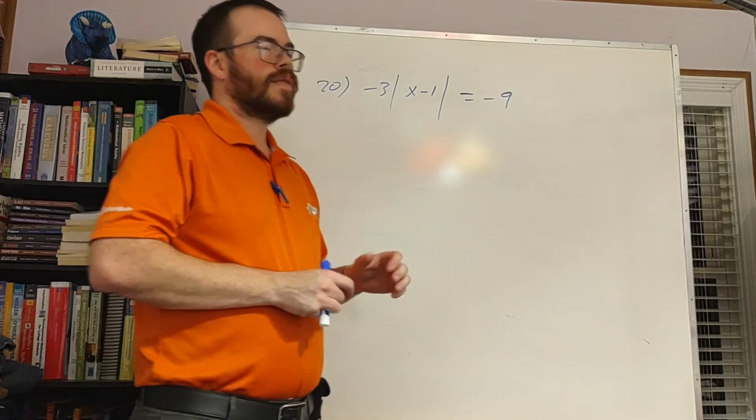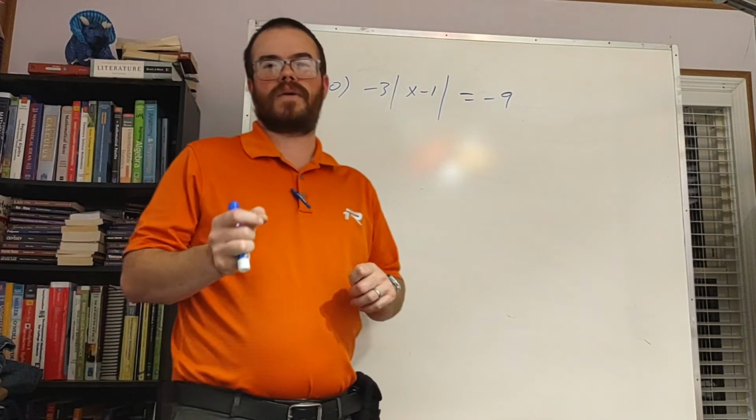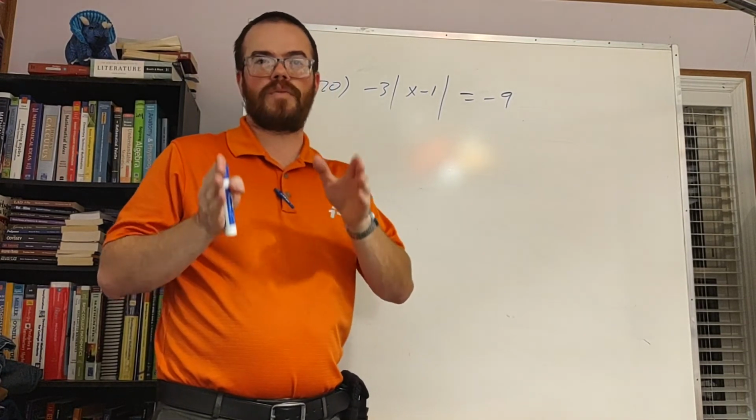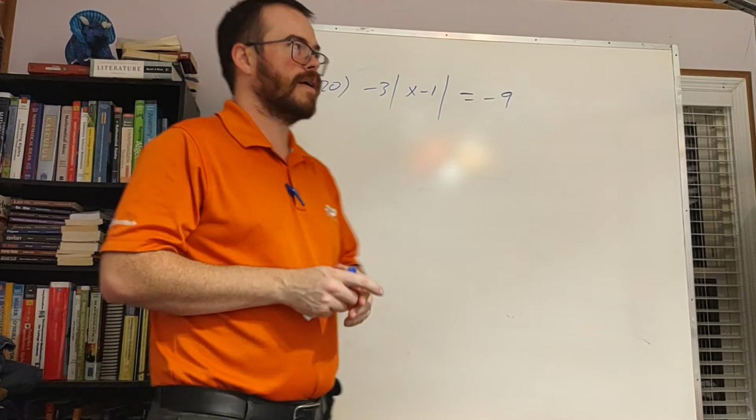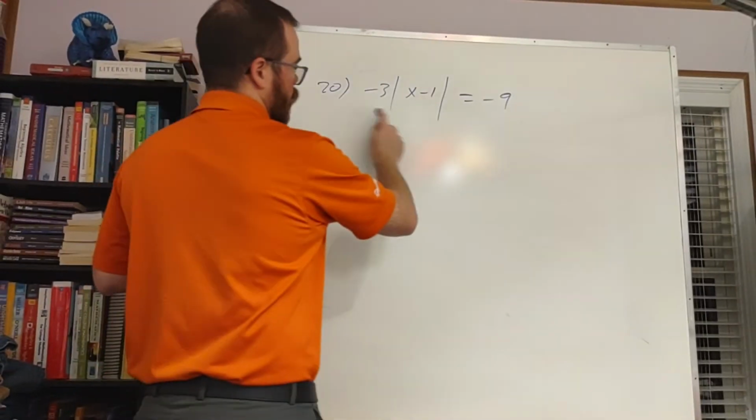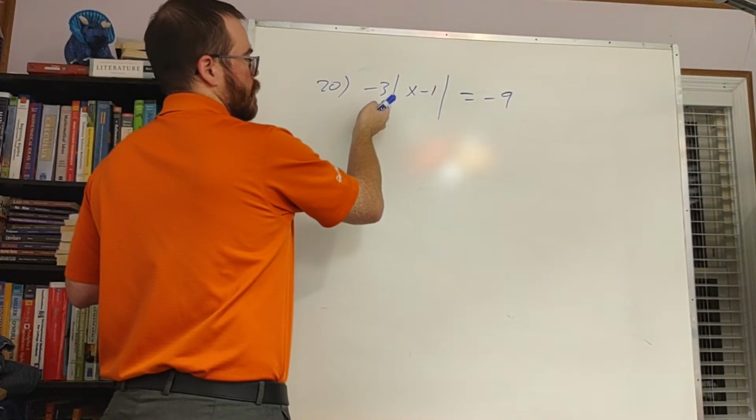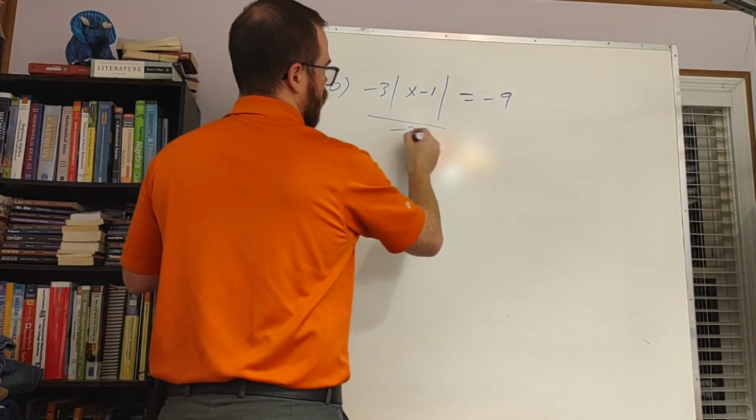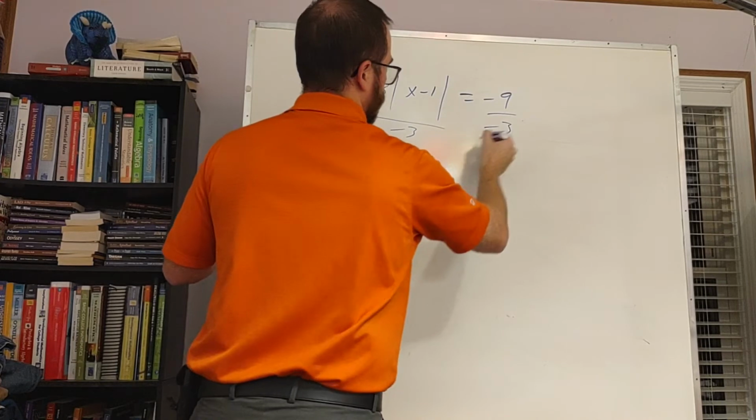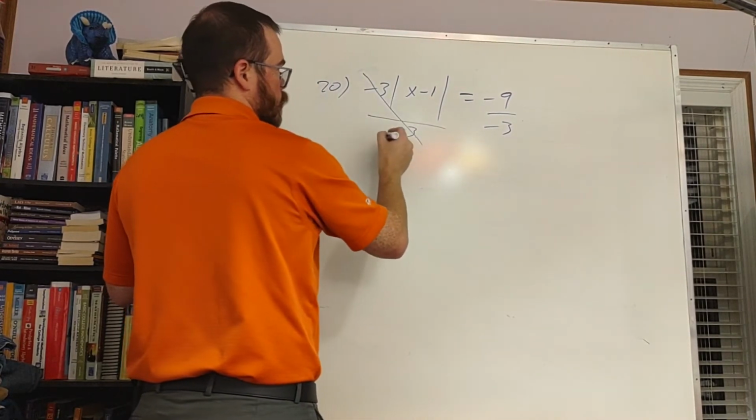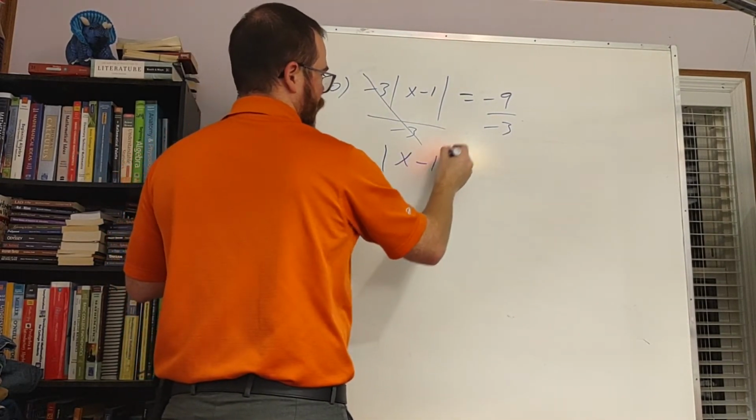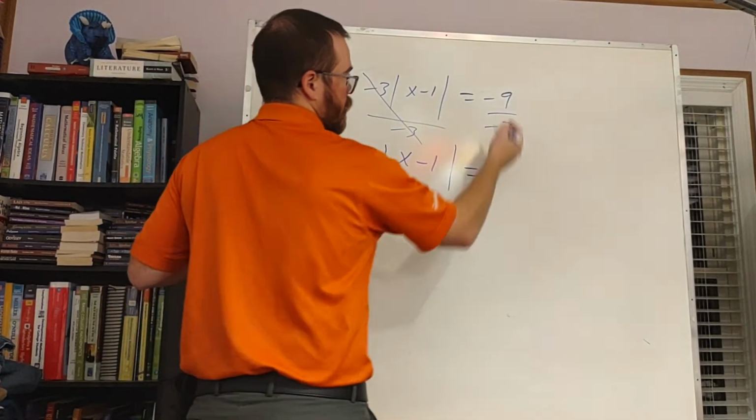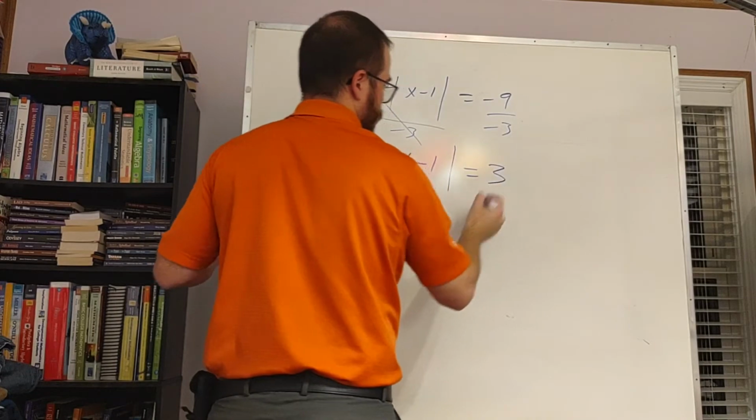So the way that you have to evaluate this to see whether or not it's going to be no solution is you got to get the absolute value by itself first. So we have to go over here and think about what's the opposite of multiply by -3. We want to divide both sides by -3. So over here, -3, that's going to cancel out. We're getting the absolute value by itself first. Negative divided by negative is a positive. 9 divided by 3 is 3.